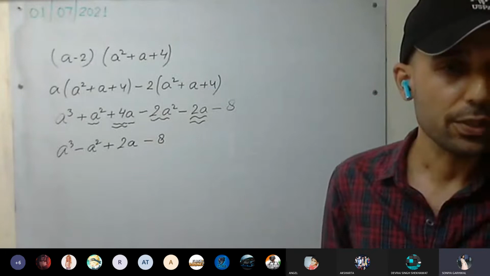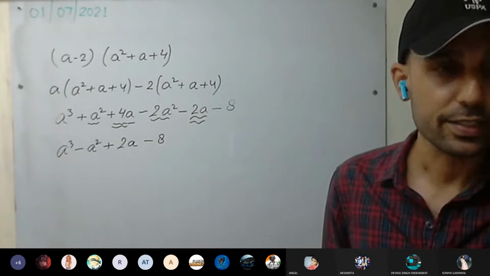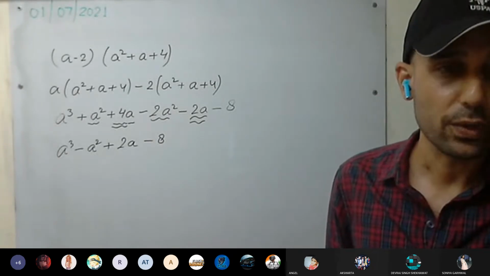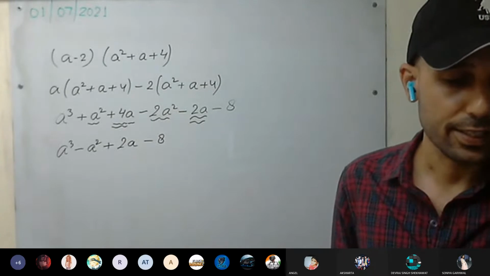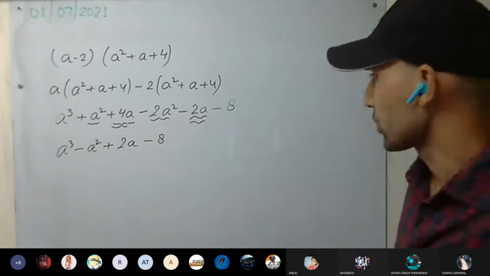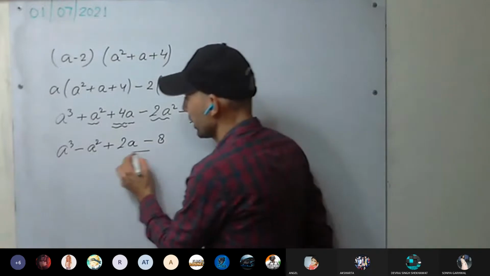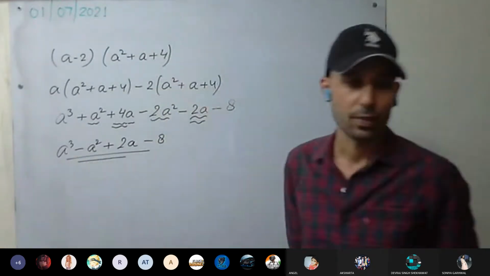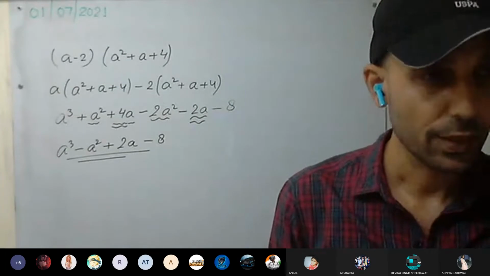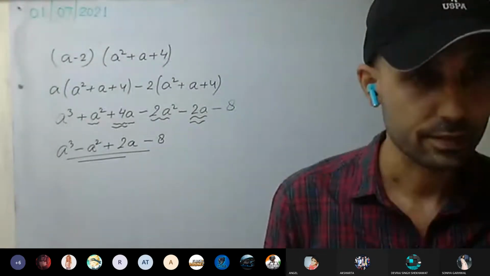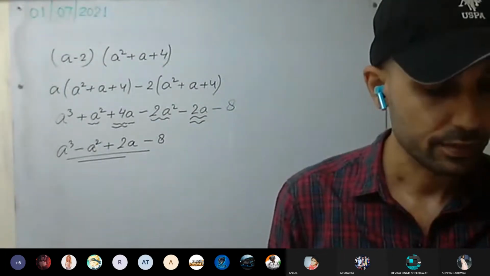The answer given in the book is wrong. a cube minus 8 is given. Cross that one with a single line and write this as the answer there. This is the correct answer. Correct the third answer provided in the book. Everyone correct that one.